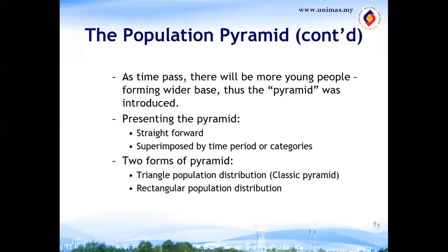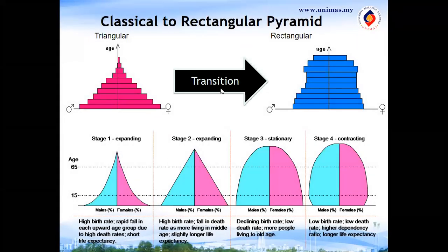Yeah, just a term. Jadi, the bentuknya ataupun the shape is much like a rectangular shape. Yeah. Right. So this is just to show you. This is the triangular shape, the original ataupun the traditional, where you have a broader base, a lot of younger population, and then as the age group goes up, the less and less people are living to older age lah maksudnya.